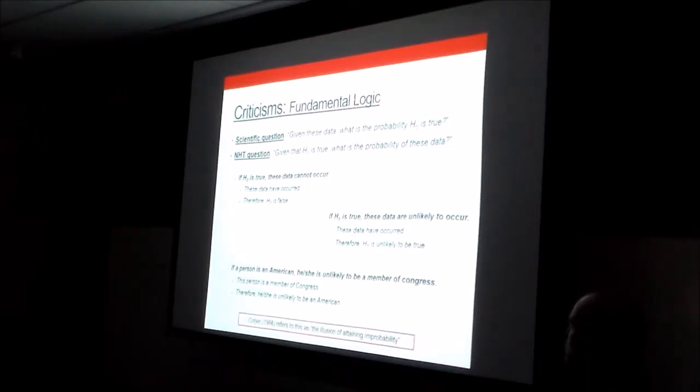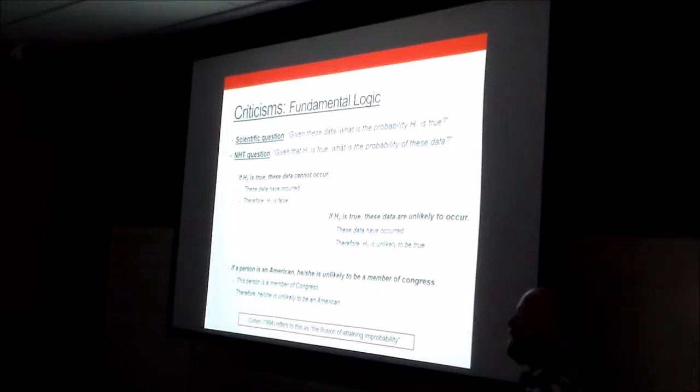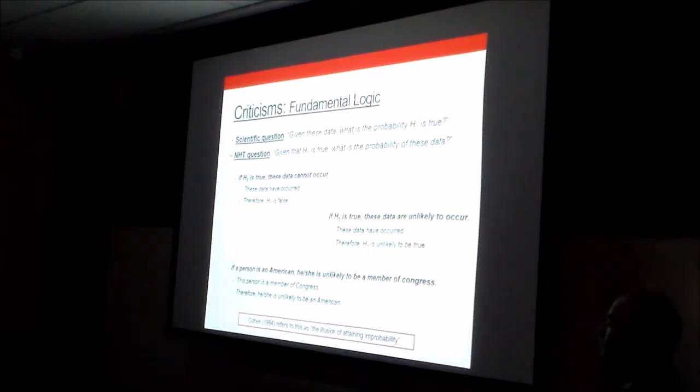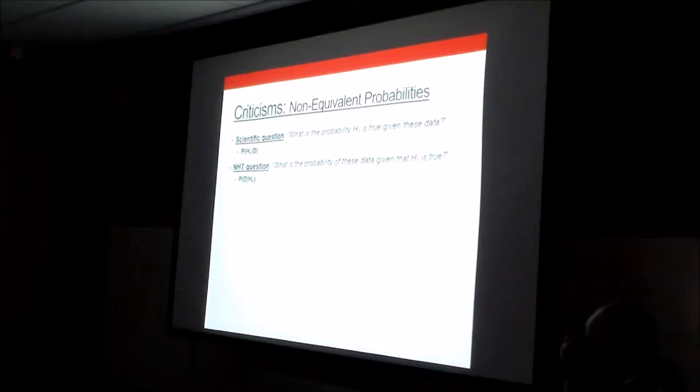Cohen refers to this as the illusion of attaining improbability. And so we can start to see how the very fundamental inferences that we're drawing from this process become nonsensical as soon as we start plugging in actual if-then types of statements. Okay. We also pretend that these probabilities are equal, and they're not.